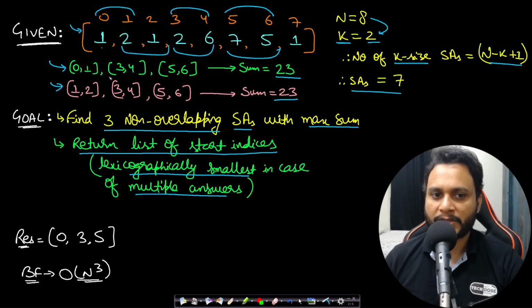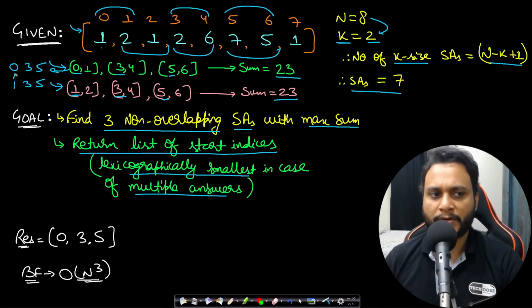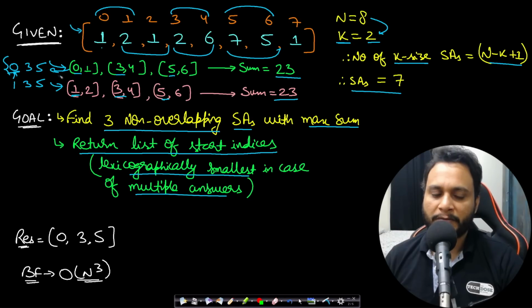But if you compare these 2 indices, what are the start points of the first one? It will be 0, 3 and 5. For the second option, the start points are 1, 3 and 5. So if you compare these lexicographical orderings, you will find that 0, 3, 5 is actually less than 1, 3, 5, because 0 is less than 1. So lexicographically 0, 3, 5 will be smaller, and therefore even if we have multiple answers, we will always return the one with the smallest lexicographical ordering, right? So it will be 0, 3, 5.